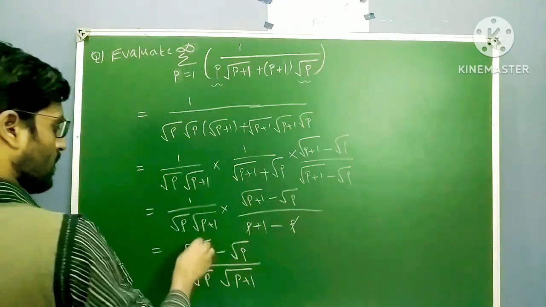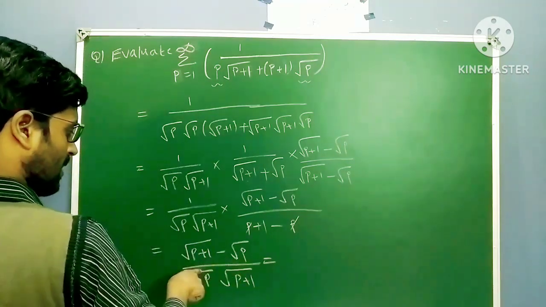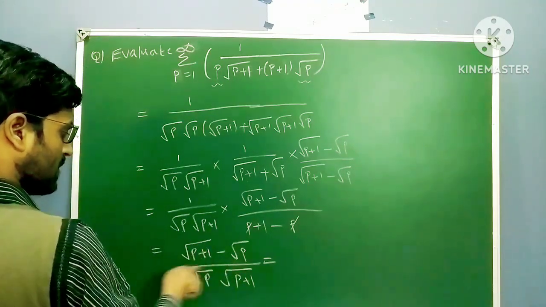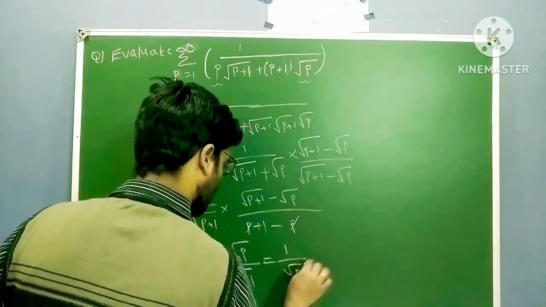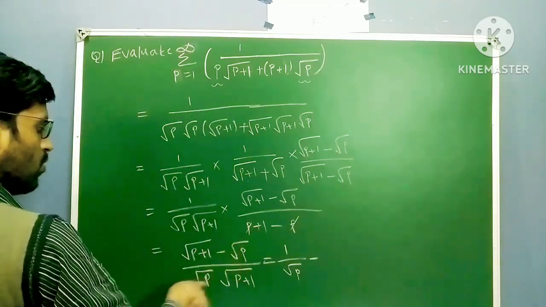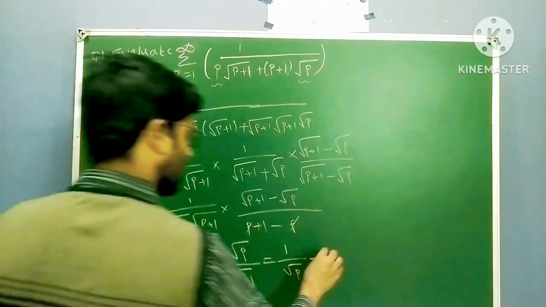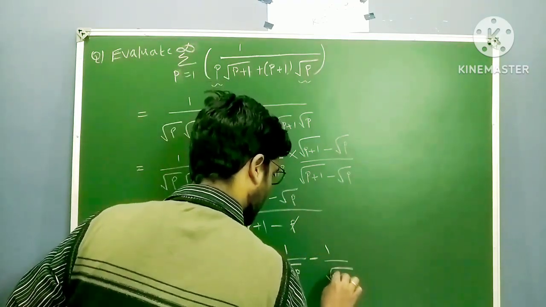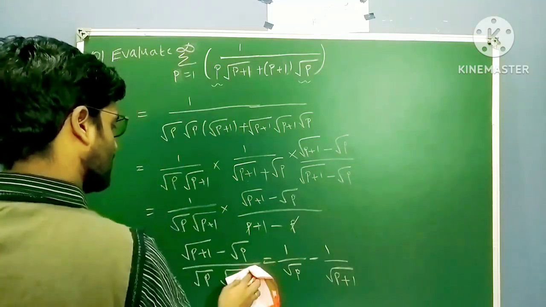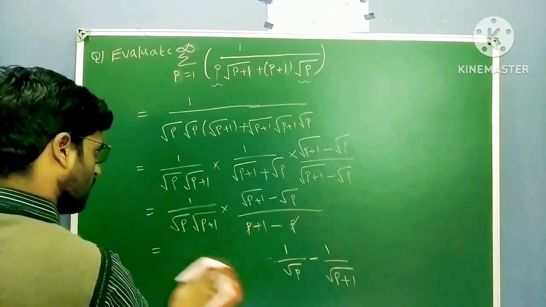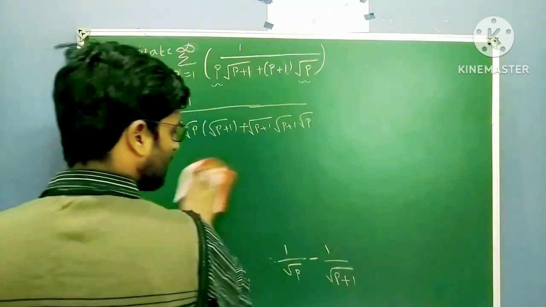Acha. Now I can write this as root p plus 1 over this, and root p plus 1 over this, root p plus 1 gets cancelled. So 1 by root p minus root p over root p into root p plus 1. Root p gets cancelled, leaving root p plus 1. So 1 by root p plus 1. So this is the final expression. Okay, I am removing everything here. Now I have the final expression.